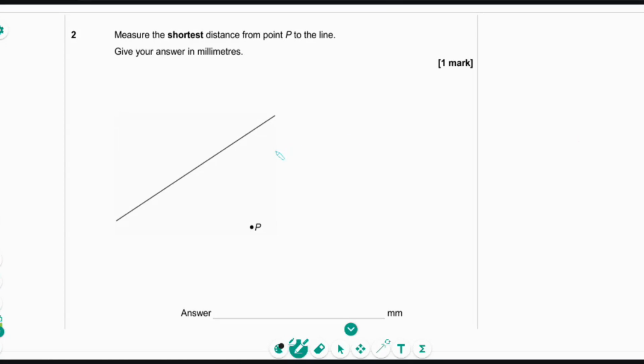Question 2, measure the shortest distance from point P to the line. Give your answer in millimetres. So you're just measuring the shortest distance from P to the line. Just look at the mark scheme here to tell you the answers. They give you anything between 31 and 34 millimetres.